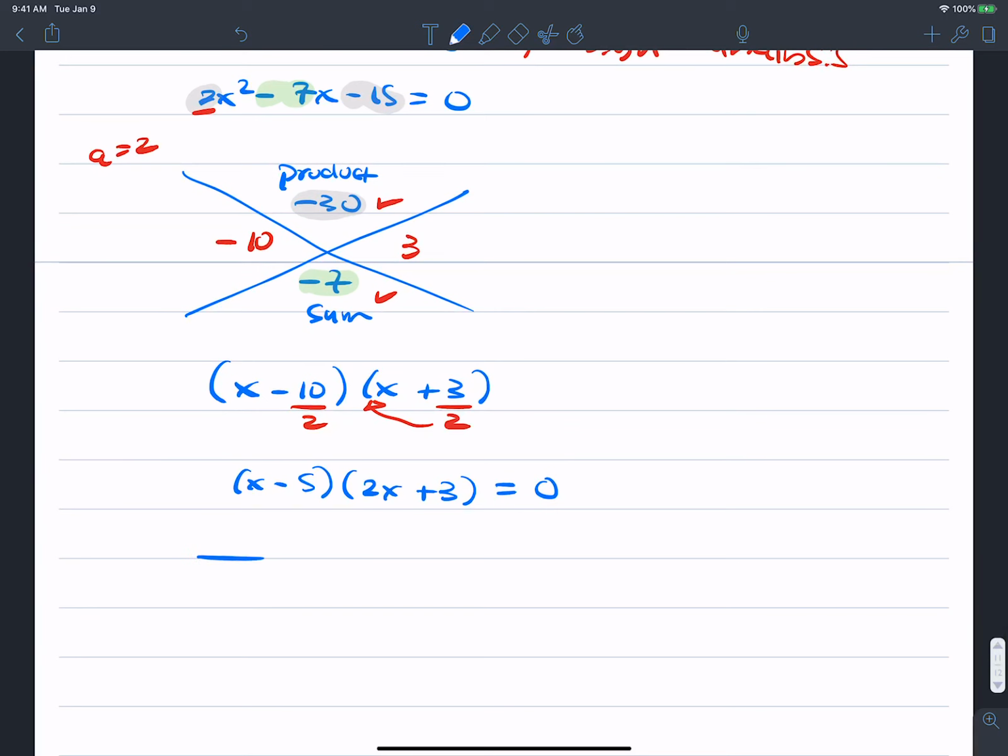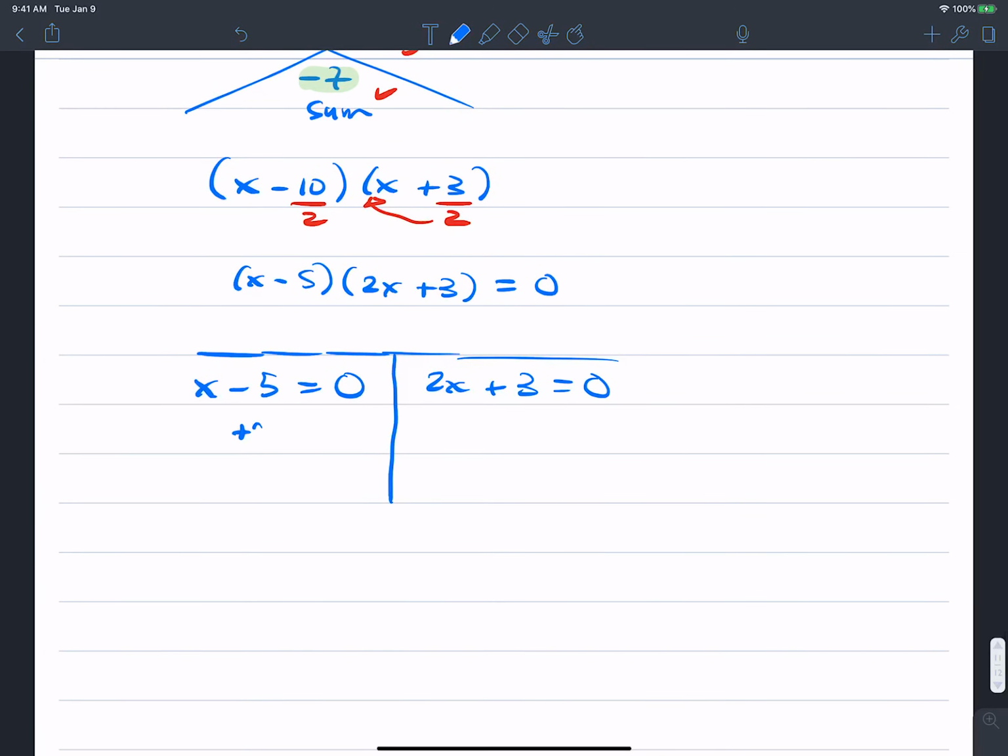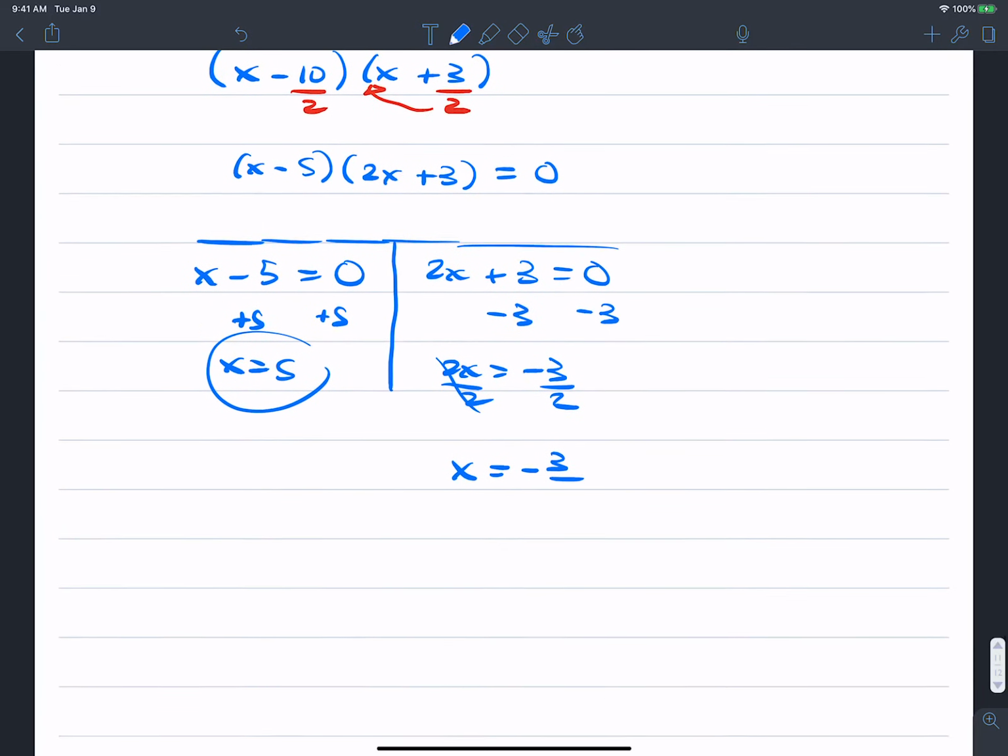So by the zero product rule again, you solve both of these equations. Set x minus 5 equal to 0, and 2x plus 3 equal to 0. So I can add 5 to both sides, and I'll get x is 5. Here's one solution. Subtract 3, I'll get 2x is negative 3. Divide by 2, I'll get x is negative 3/2.